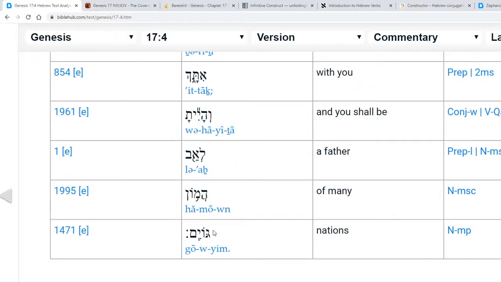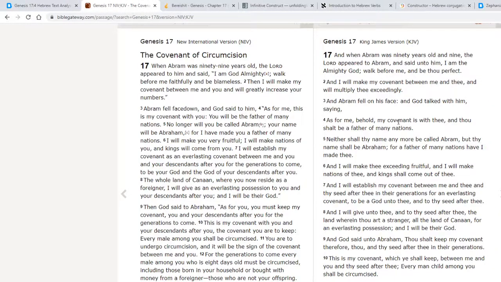Goyim, so goy means nation, and when we refer to it in the singular, we're talking about the Jewish nation. When we talk about it in the plural, we mean all the nations, right? Including both Jews and non-Jews. So v'hayita, and you will be the father of many nations. Hamon goyim. Okay, so let's look at King James.